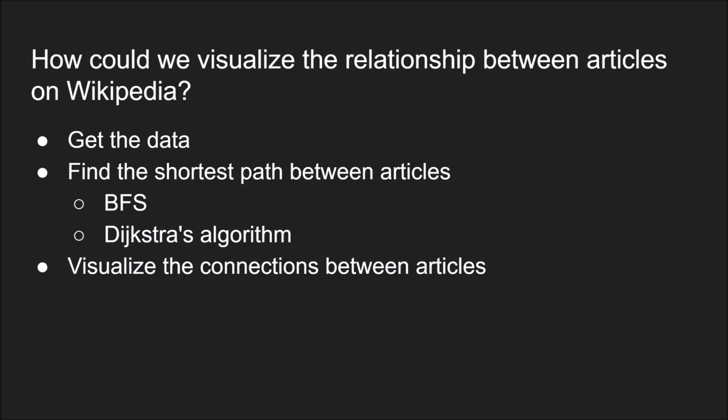So for this, we used the SNAP dataset from Stanford, and we tried to get the relationship between two articles using breadth first search and Dijkstra's algorithm. So we visualized the dataset using a force-based drawing, and we also highlighted paths using the shortest breadth first search result.